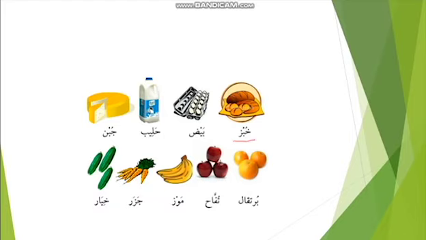خبز is bread. بيض is eggs. Milk, حليب. حليب is milk. جبن is cheese. So خبز, بيض, حليب, جبن.